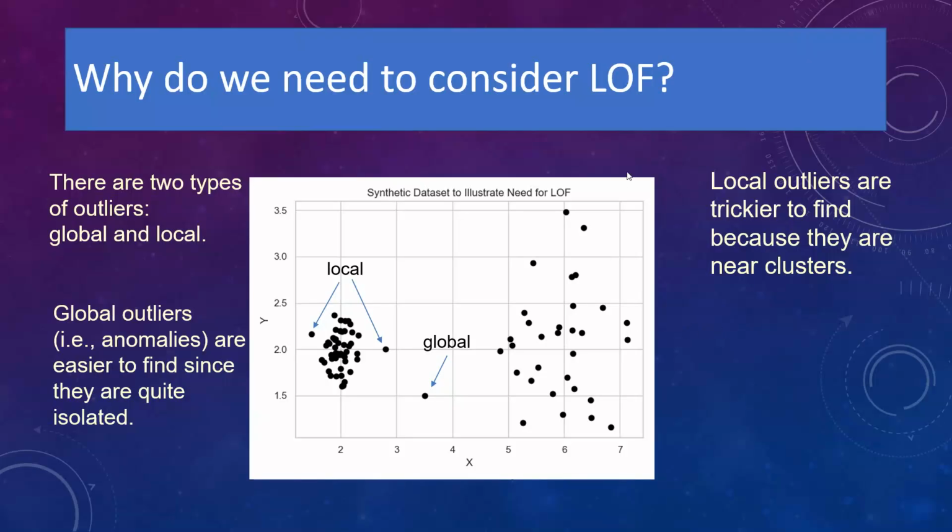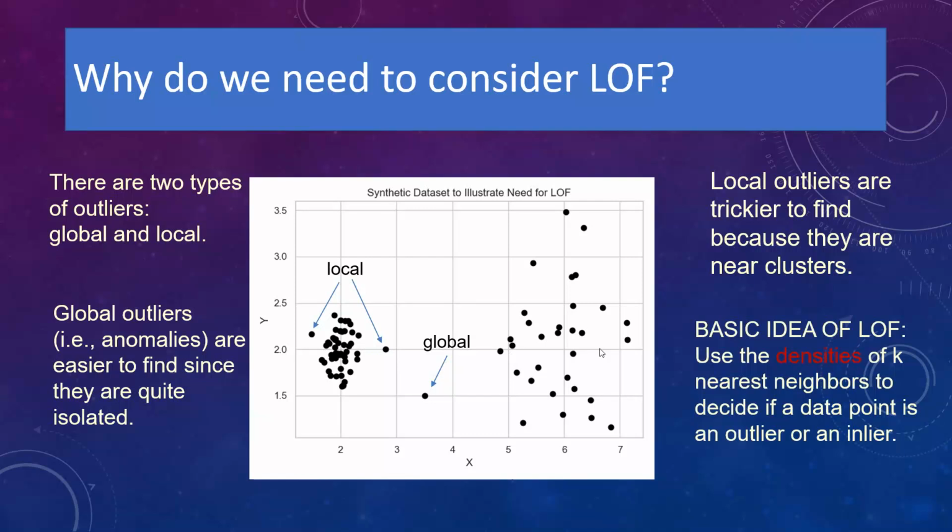If there are differences in the density of points in the different clusters, how do you detect this local outlier or this one, per se? And the answer is we use LOF because the basic idea is to use densities instead of distance. Keep that mantra in mind, density instead of distance. That's the key to LOF. So use the densities of the k nearest neighbors to decide if a point is an outlier or an inlier. So with that, let's dig a little bit deeper into LOF.